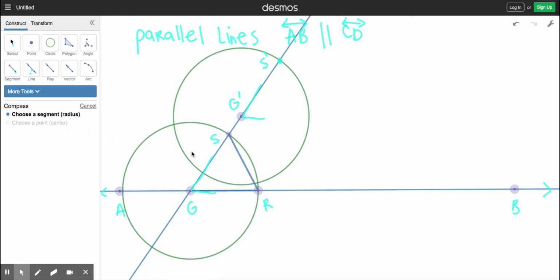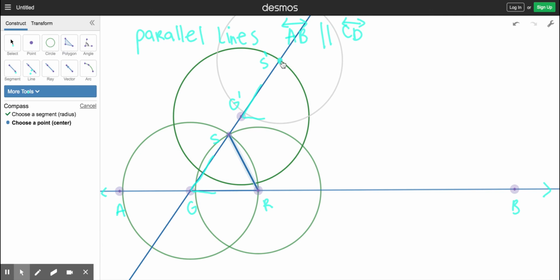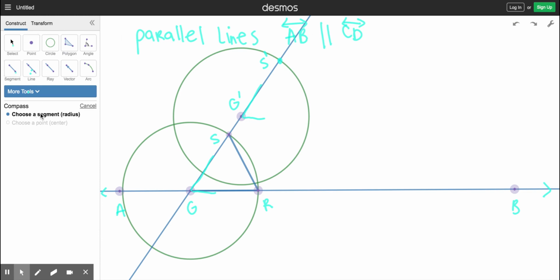So I'm going to take my compass tool and I'm going to open my compass to be the length of S to R. And then I'm going to go, woo. No, why didn't that work? I'm sorry, having issues now. Back up. I want my compass to go, there we go. Right, so I made that segment and then I'm going to slide it up to S.